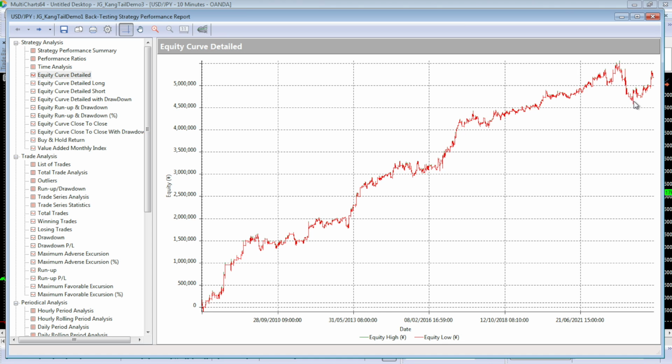And then we've actually seen an upturn, and maybe the performance is on its way back up again and it will continue to make new highs. So that's the updated performance report for the strategy which uses the filters.